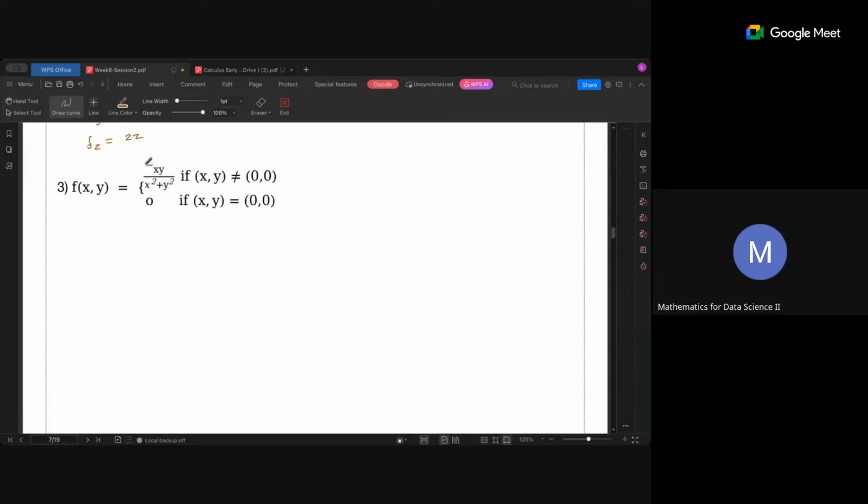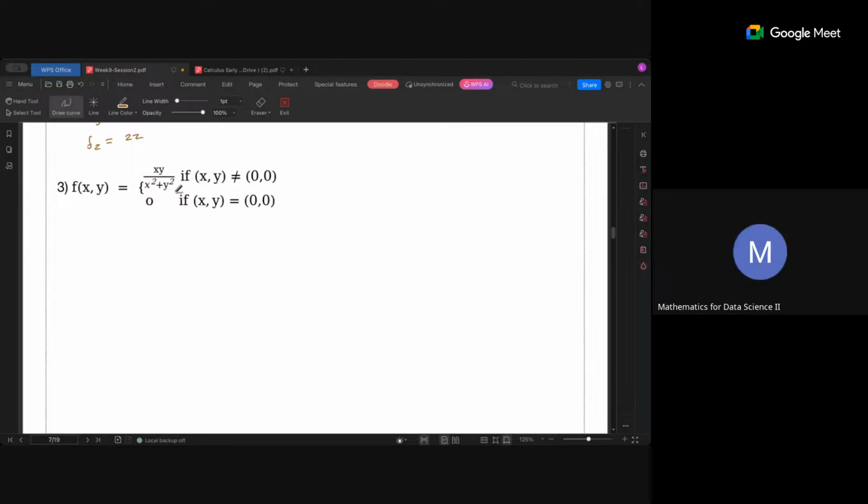Okay, now consider this function. Whenever you have piecewise functions, you have to be careful while doing the partial derivative. You have to do the partial derivative for each piece separately. So what is the partial gradient function for this f of x comma y? Can you tell? Ma'am, fx would be x square plus y square times y minus xy times 2x, upon x square plus y square the whole square. And similarly for y we can find.